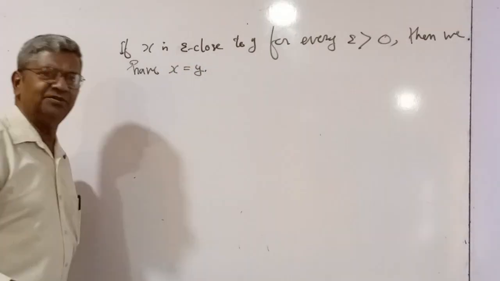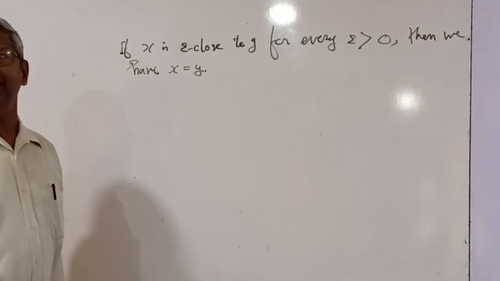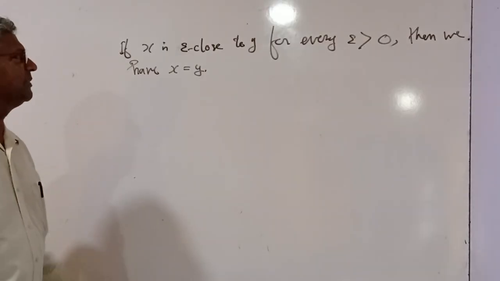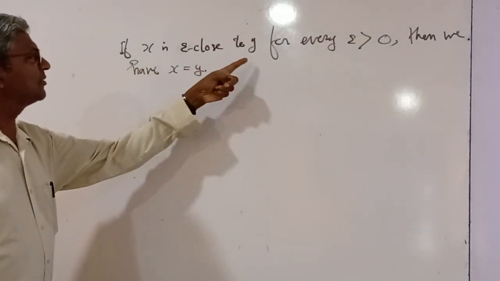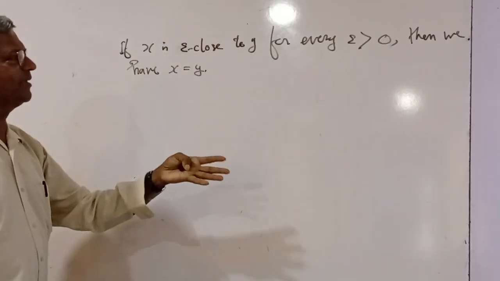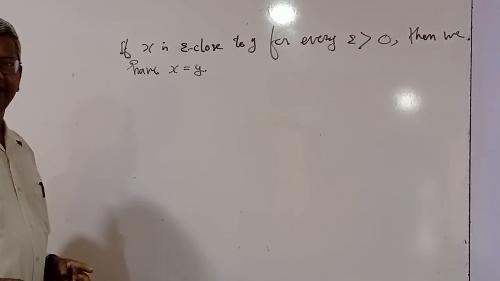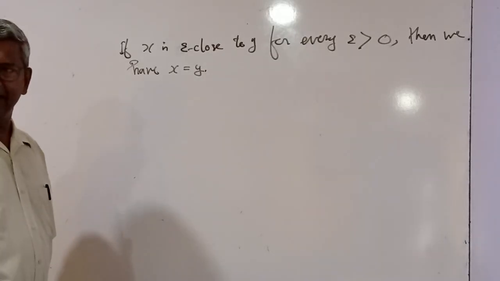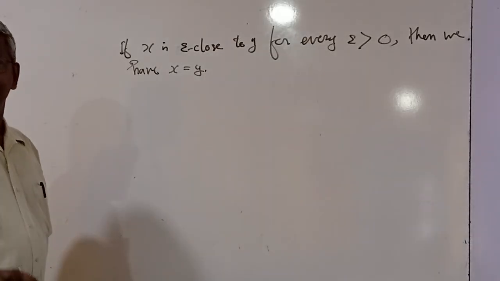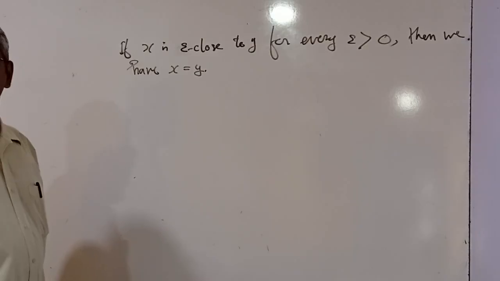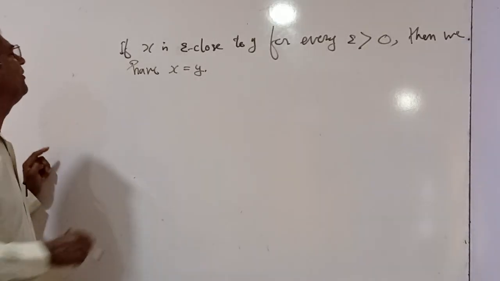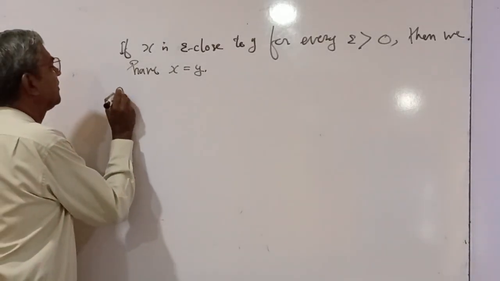This idea you use in every theorem in analysis. Every theorem. If x is epsilon close to y for every epsilon greater than 0, we have x equals y. In any theorem you prove in analysis, not in algebraic flavor, analysis flavor, it is everywhere, though it is a very simple proof.